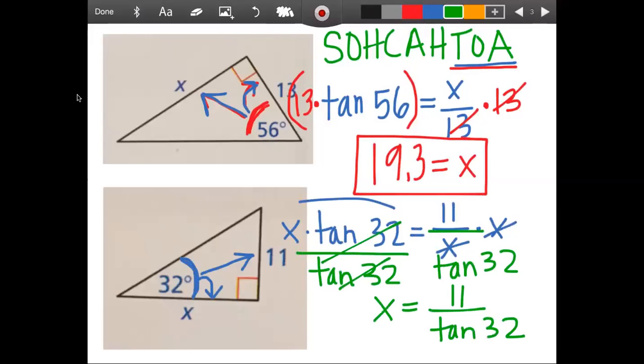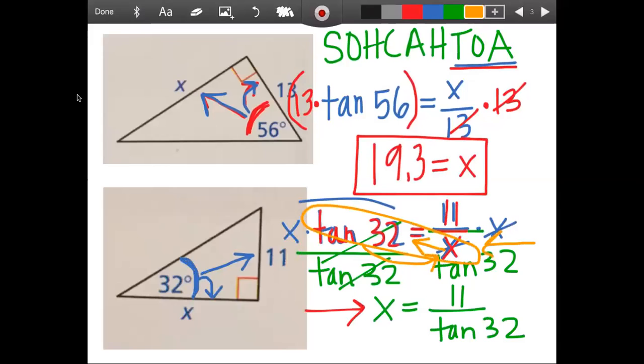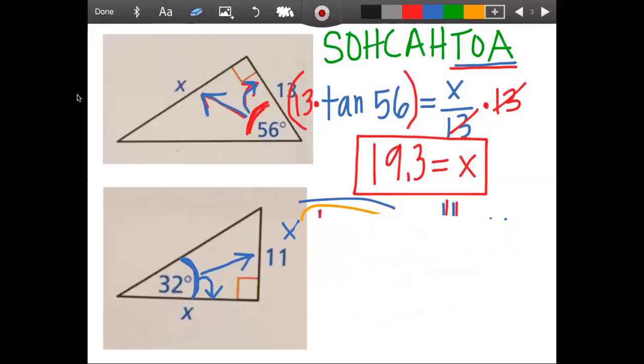Now, can you remember what we started with? If you can look at the blue, we had tangent, I'm going to make it red, 32 equals 11 over x. And now look what we have. X equals 11 over tangent 32. So what I like to do is call it a switcheroo. When you see a variable as the denominator, we're going to do a switcheroo. The x is going over there, and the tangent 32 is coming under here. So let's look at this one more time, and we'll call it the switcheroo.